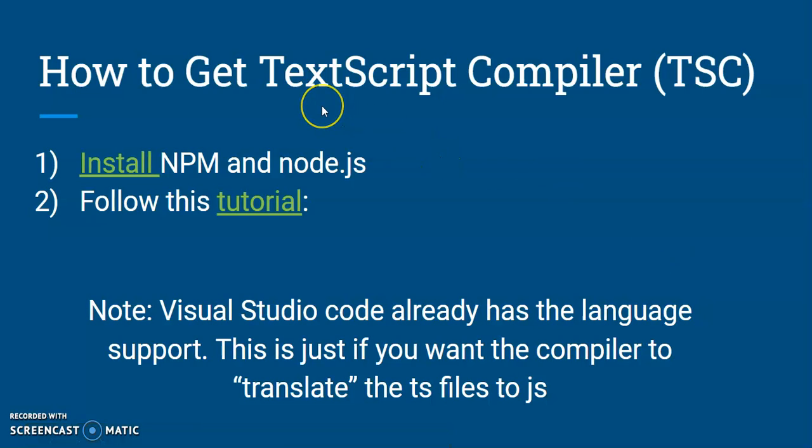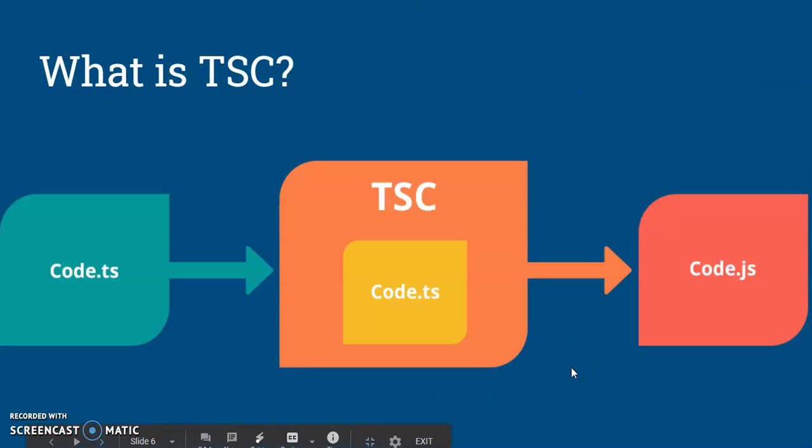It's really easy to use once you have it installed. It is a little bit of a process to get it installed. You have to install npm and Node.js, and then you have to follow a tutorial to get it set up in Visual Studio Code. But once you get it in, it's really easy to use. Visual Studio Code already has the language support, so you can create TS files and do all the stuff that I'm showing you without the TSC. However, if you want to convert your TS to a JS, you do need the TSC eventually. If you need help doing that, just let me know in the comments and I can help walk you through it. It did take a little bit for me to get it working on my computer.